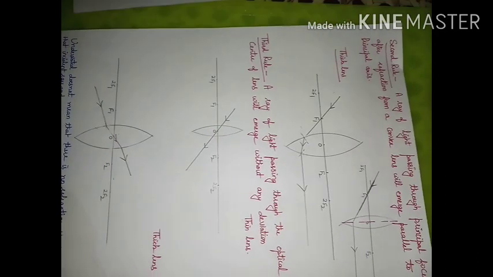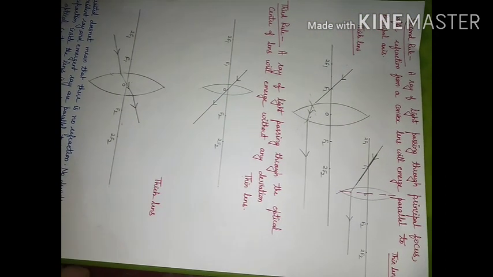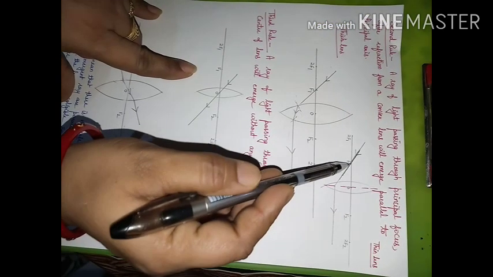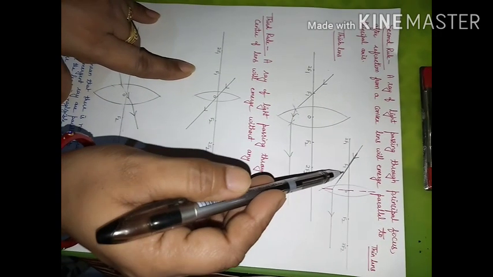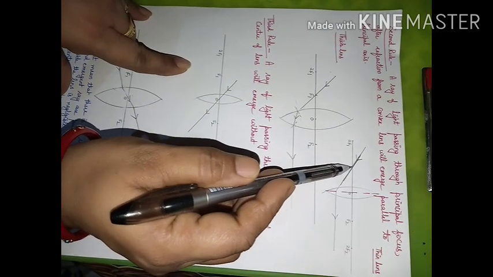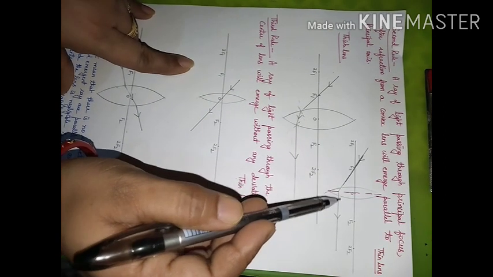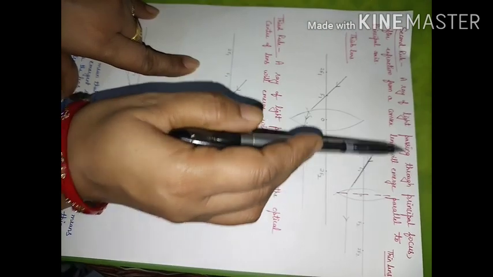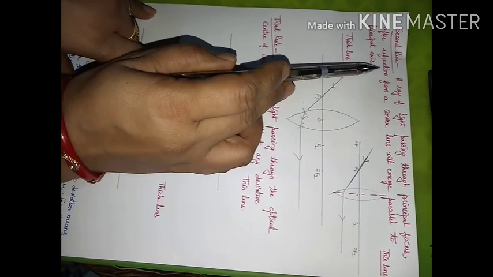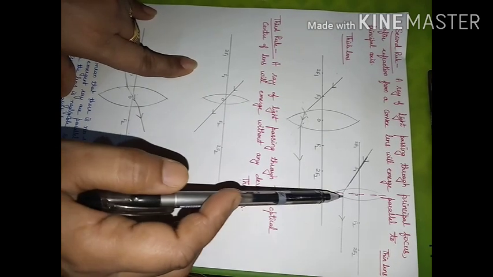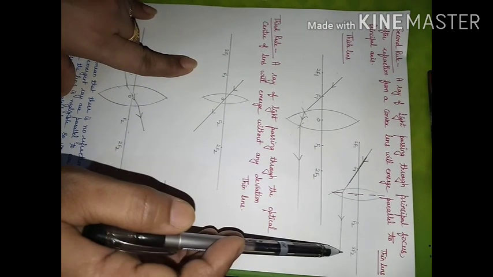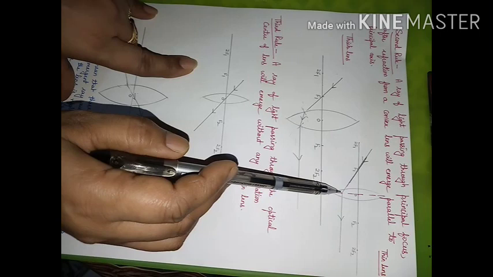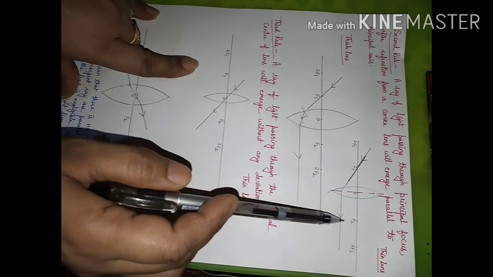The second rule we will consider: this is a convex lens and this is the incident ray of light. Now the incident ray of light is passing through the focus, and after refraction it will become parallel to the principal axis. This is the second rule. A ray of light passing through the principal focus, after refraction through a convex lens, will become parallel to the principal axis. This we have considered for a thin lens. So the incident ray of light is straight till here, and here it will become parallel to the principal axis.